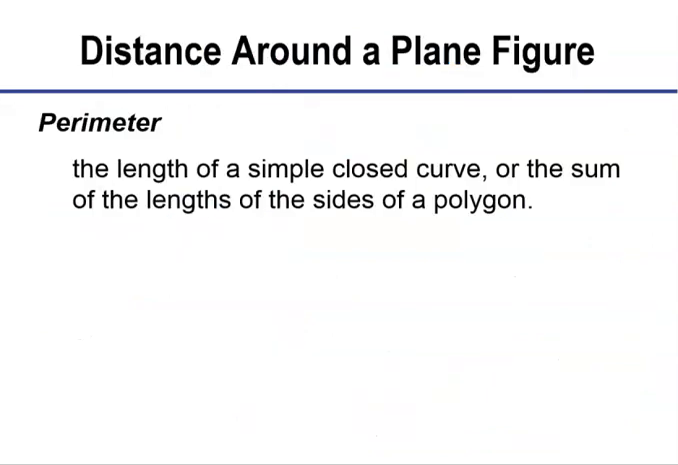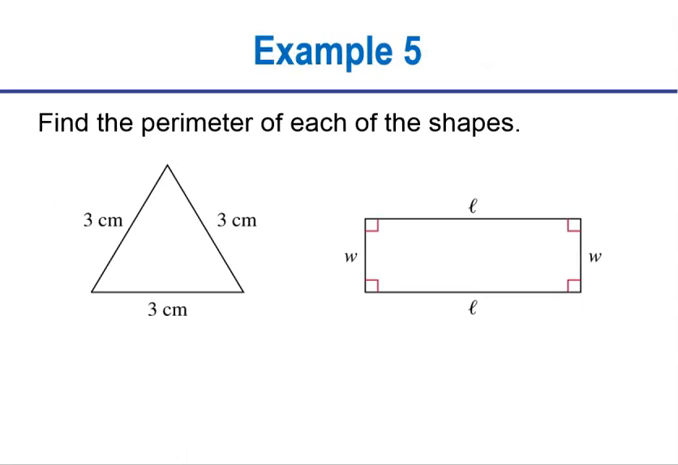Perimeter is the distance around a plane figure. If you have a figure, you know what perimeter is? Just the distance around it. If you were going to walk around the thing, how far would it be? So it's the length of a simple closed curve, or the sum of the lengths of the sides of a polygon. You just add them all up. Okay, it's that simple. So find the perimeter of each of the given shapes here.